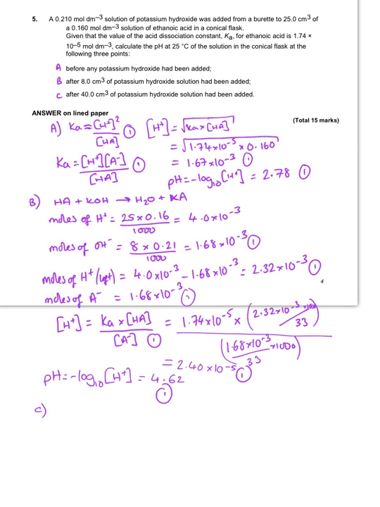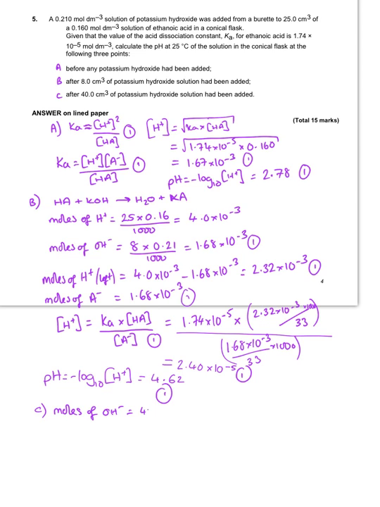Okay, the final part. 40 centimetres cubed of potassium hydroxide have been added. Well, that's well in excess of the original volume of acid. And as the concentration of the acid was weaker than the hydroxide, we can assume that all of the acid has been neutralised. So this one, we're going to end up with an excess of hydroxide ions. So the first thing I'm going to do is I'm going to work out the moles of hydroxide ions.